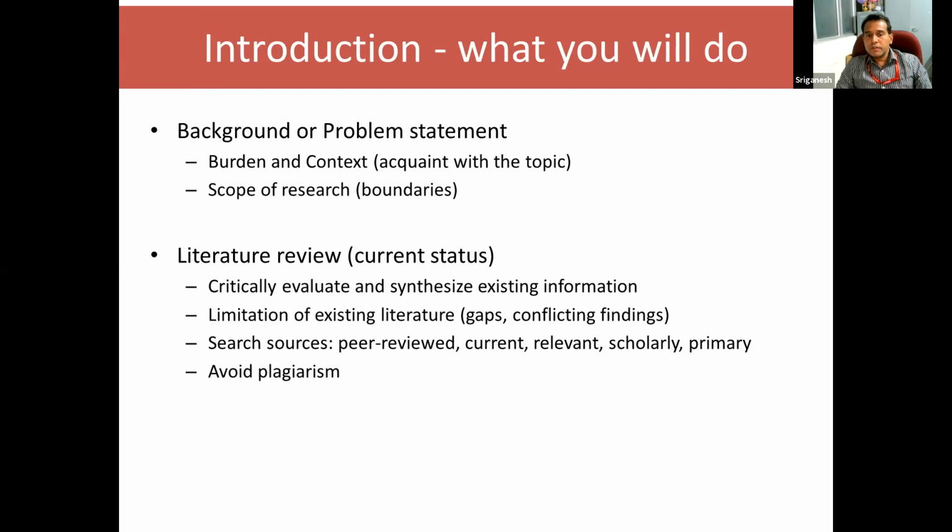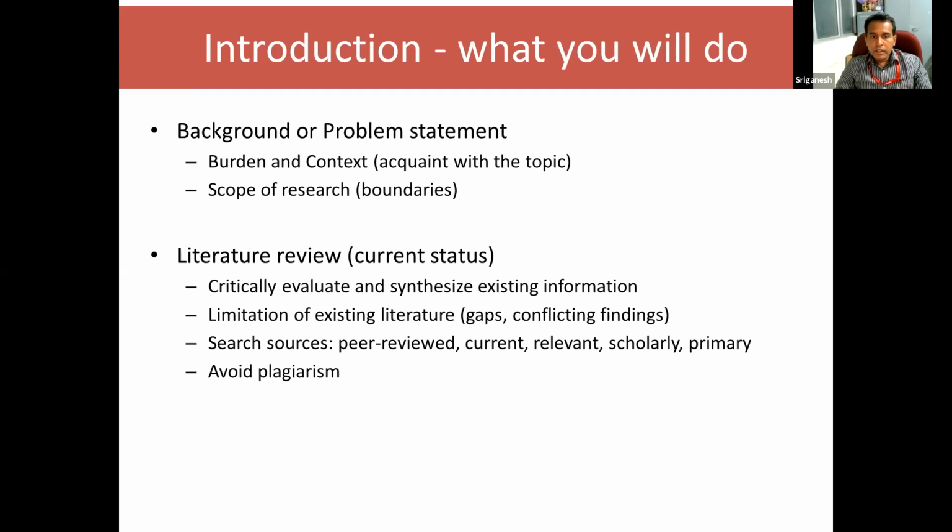For example, you're looking at cerebral vasospasm. You should restrict the research or the information in this section to only that which is relevant to that particular topic, rather than discussing the entirety of subarachnoid hemorrhage.